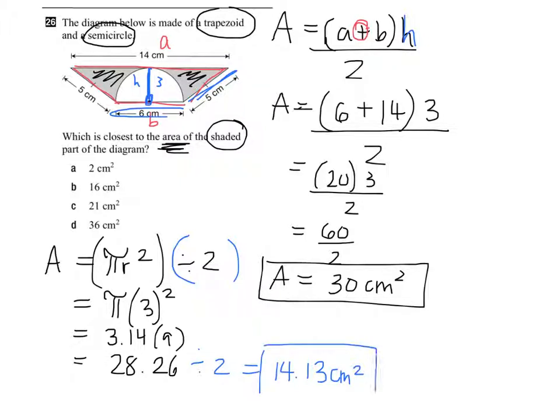That's the area of the semicircle, but the question says to find the area of the shaded region. 30 minus. So what do I do? 30 minus 14 equals 16, which is B. Is approximately equal to 16 centimeters squared, which is B.